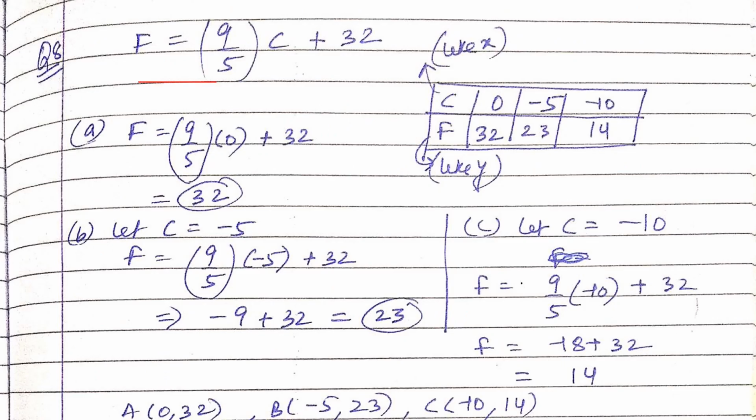F is equal to 9 upon 5 C plus 32. For the first input, we take 0, the easiest one. So when we have taken C as 0, we will put 0 in the place of C. We know 0 into anything is 0 only. So we get F equal to how much? 32. The first output.